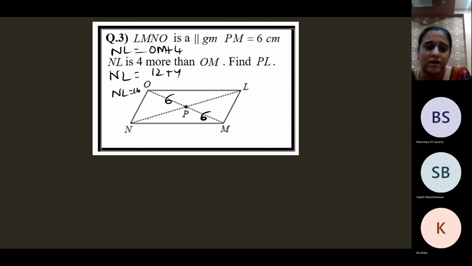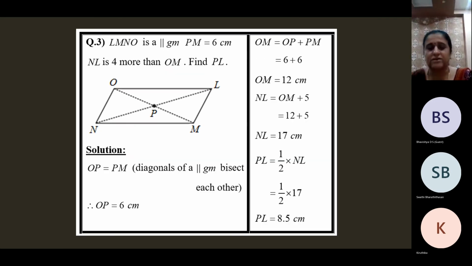So you should look at the figure. NL is 16. This full thing is 16. So that means this is 8 and this is 8. Now see, we already got the answer. PL is 8. This is what you do in your mind, you should write it down now.